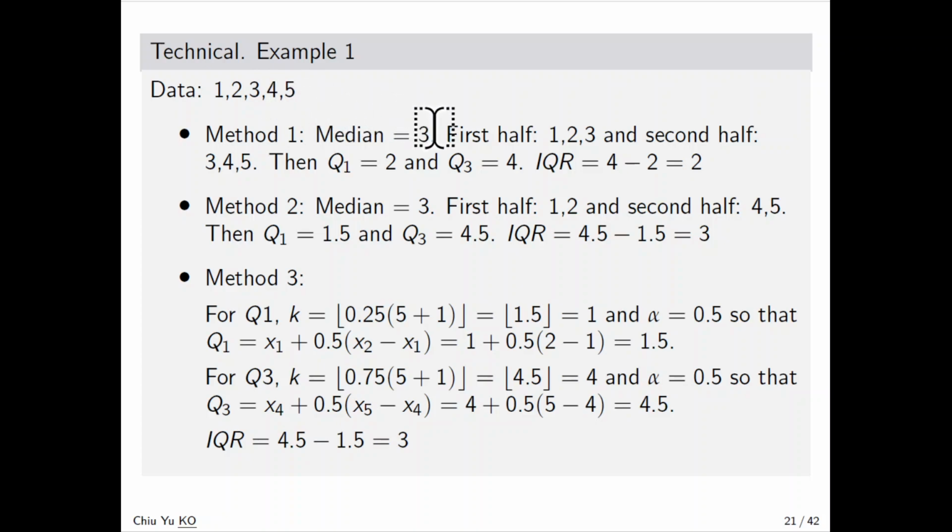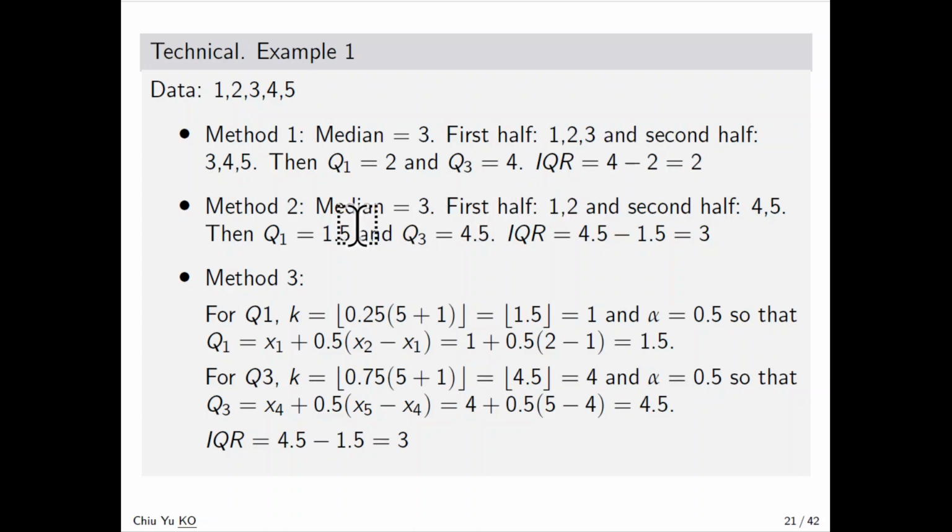Method 1 says use the median to cut the data in half, and the median is included in the first half. So 1, 2, 3 is the first half, and 3, 4, 5 will be the second half. 3 is included here. Look at 1, 2, 3: the median is 2. And look at 3, 4, 5: the middle one is 4. So the IQR is the difference between Q3 and Q1, which is 4 minus 2, is 2.